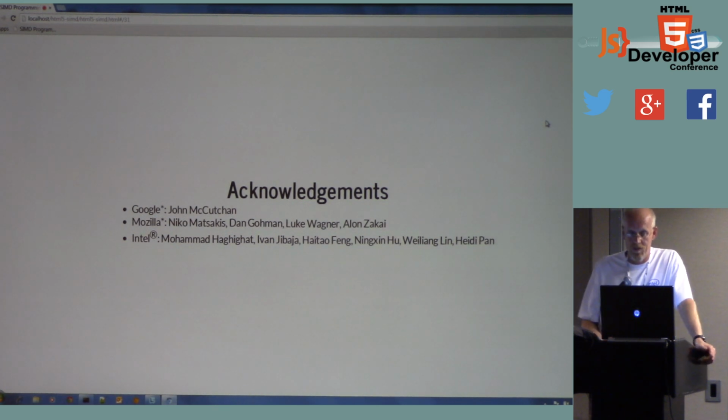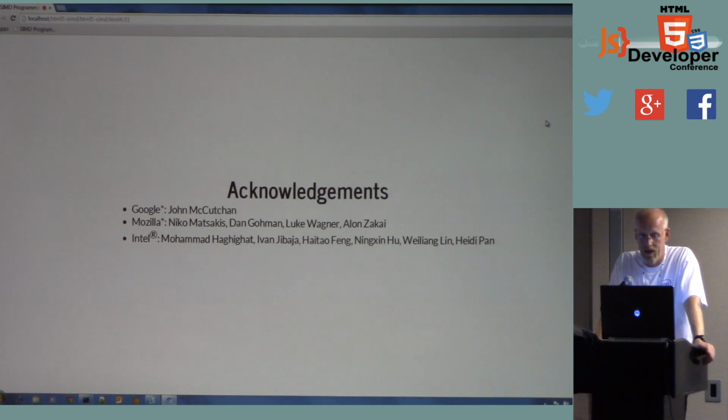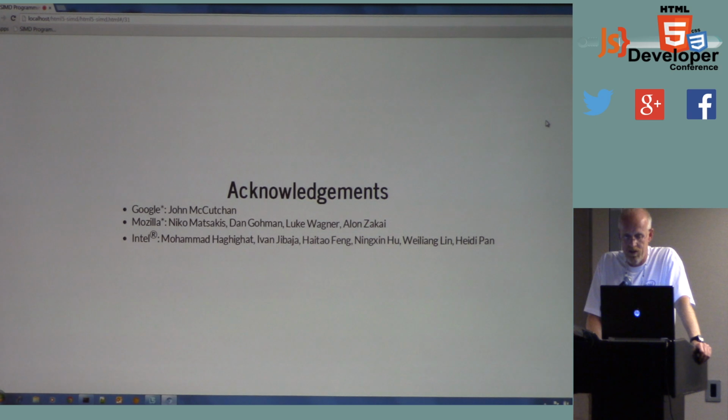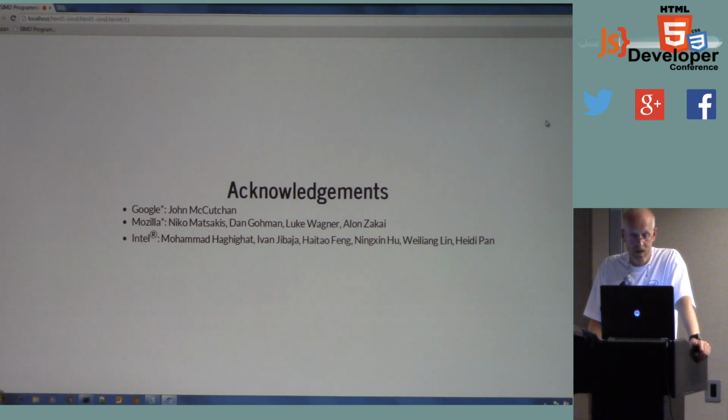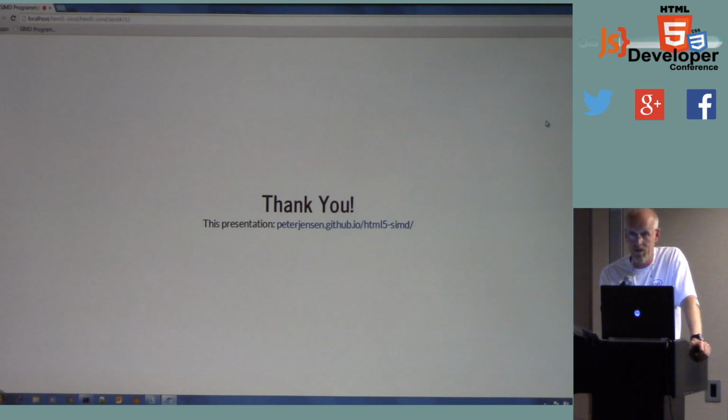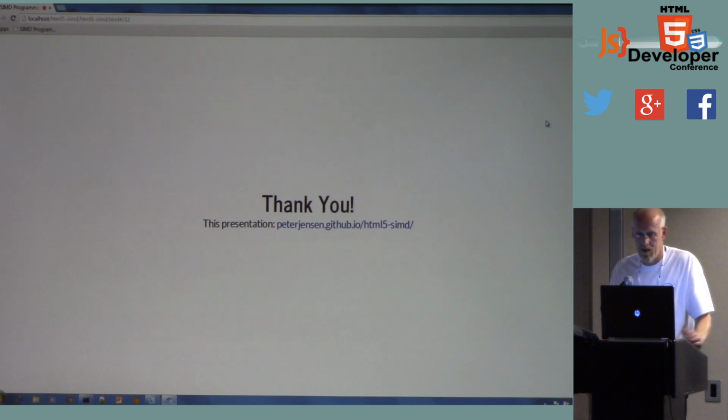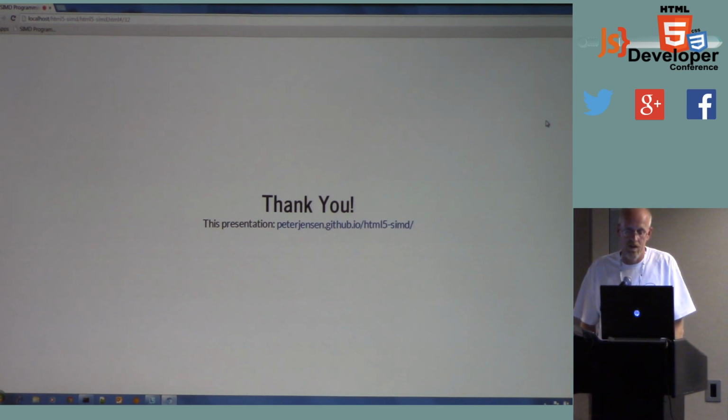So as I said, it's a collaboration between Intel, Google, and Mozilla. The guy from Google that's primarily involved is John McCutcheon. At Mozilla, we got Nico Matsakis, Dan Goman, Luke Wagner, Elon Sakai. The latter two are the people behind Emscripten and OdinMonkey. And at Intel, we got Mohammed, Ivan, Haitao, Ningxin, Wei Lianghin, and Heidi Pan. So lots of people have been involved with this. It's very exciting technology. So with that, I thank you for attending. You can access the presentation on the GitHub site there.